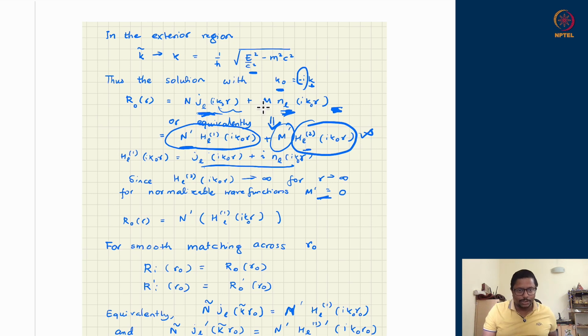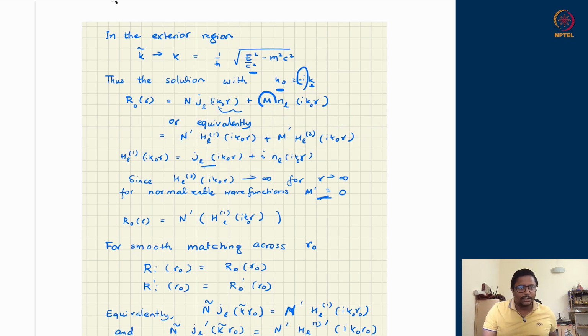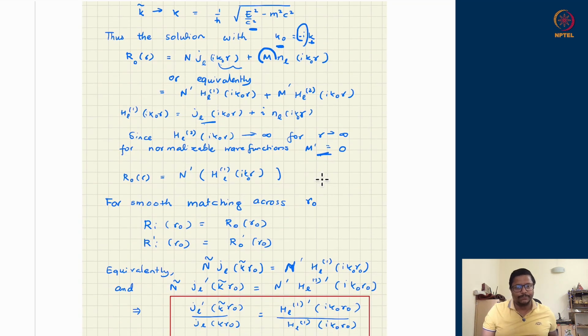That is equivalent to saying, if I want R to be a completely regular function in the exterior, m should be just iota times n such that I can get this regular function. Okay, so this is the usual quantum mechanics stuff where you throw out the divergent problematic pieces and constitute your solutions accordingly. So inside I have solutions of JL, outside I have solutions of Hankel function.